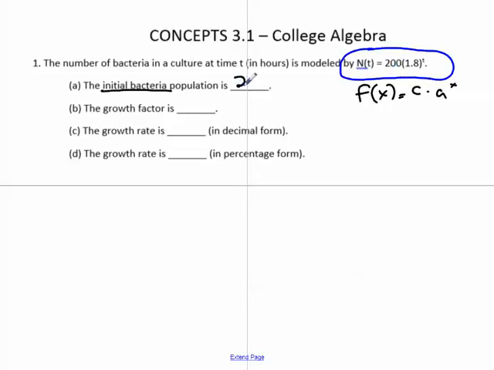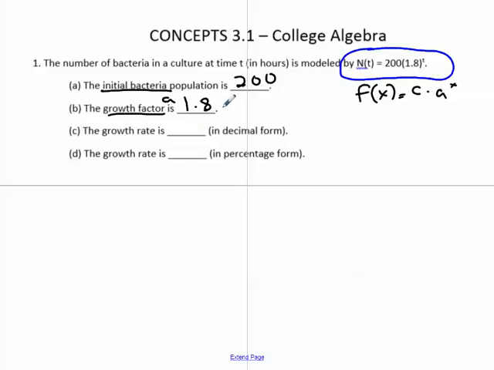Growth factor, and I always recommend mentioning growth factor a, because that way you keep growth factor a different from growth rate r. So growth factor a here, if we write out our c times a to the x power, a becomes 1.8. Growth factor a is 1.8, and that's the number that we multiply an entry in our y value by to get to our next y value.